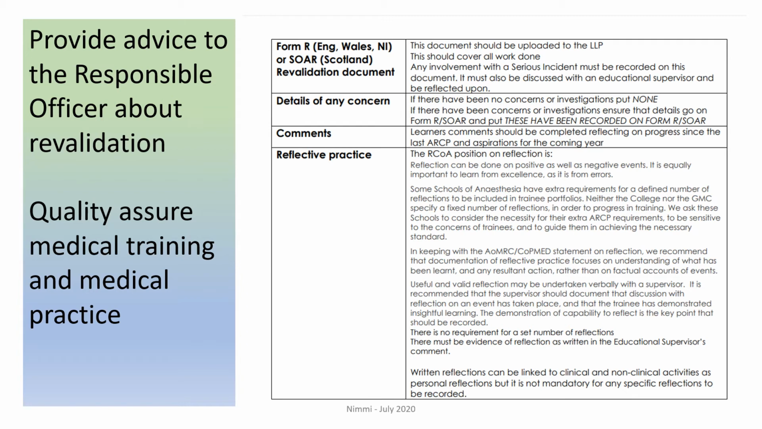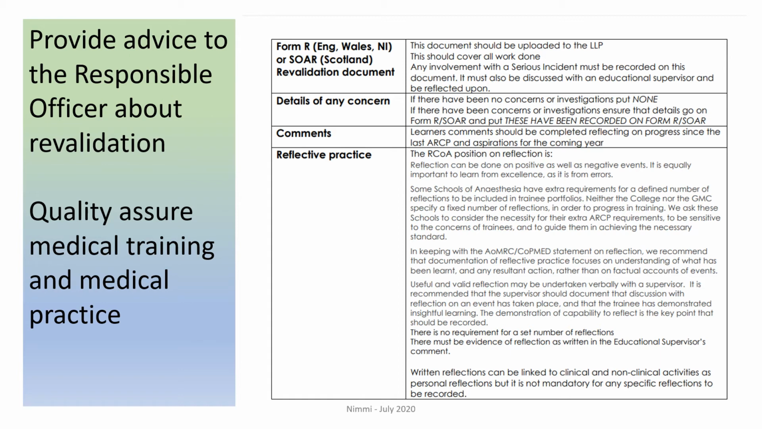The Form R is key to your revalidation. It must be completed within a month of the ARCP. Failure to upload the Form R will result in an automatic Outcome 5. The checklist also provides guidance on how reflections should be written.